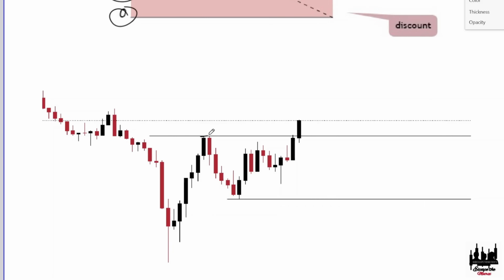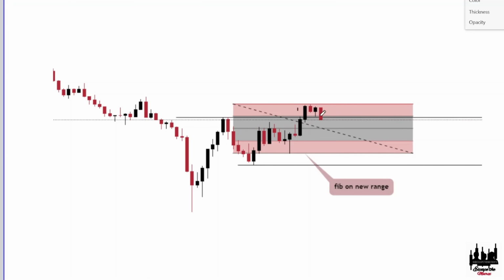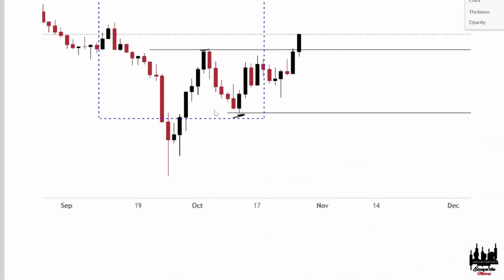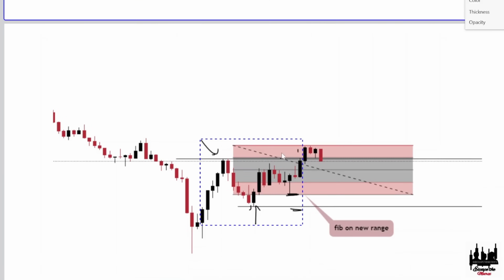Here we have a range. Here we have our high. Here we have our low. Price broke structure. Once price broke structure and came back into the range, you pull out your fib. You get your new range. This is the old range, guys. The old range that is right here, this and this. But once price broke structure and came back, you put the fib on your new high and your new higher low. And this would be your premium and discount range.